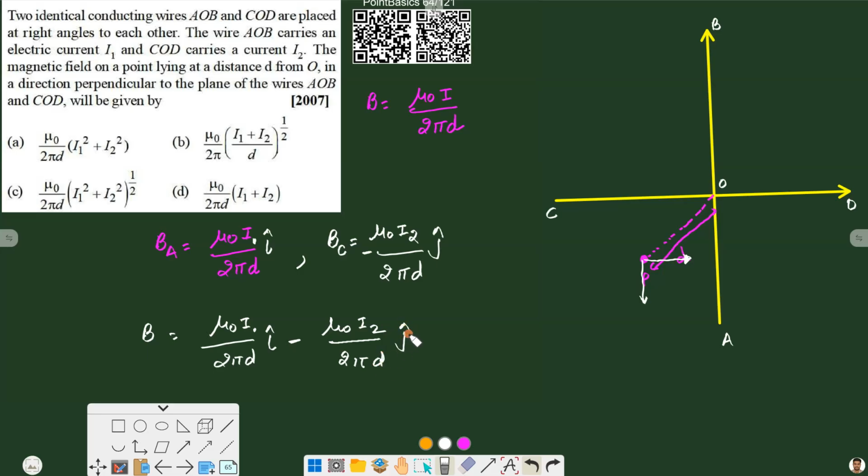And if we find the magnitude, it will be μ0 by 2πd under root of I1 squared plus I2 squared, which is option C. If we change the direction of the current, just signs and directions will change, the magnitude will stay the same. Moving to the next one.